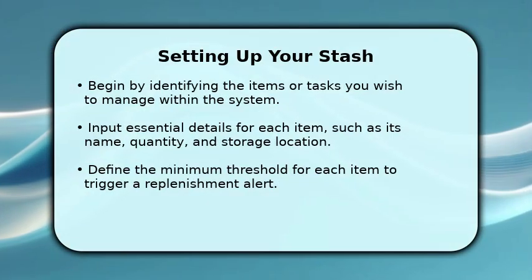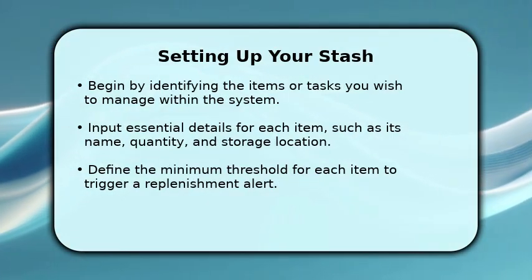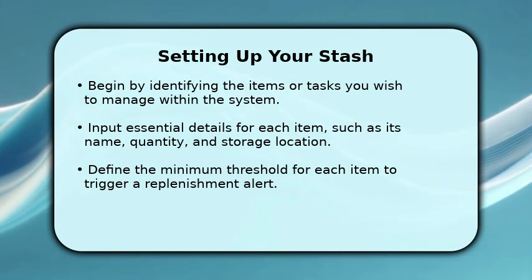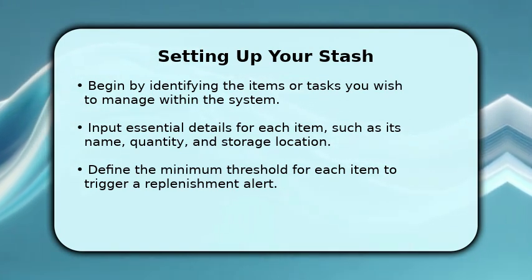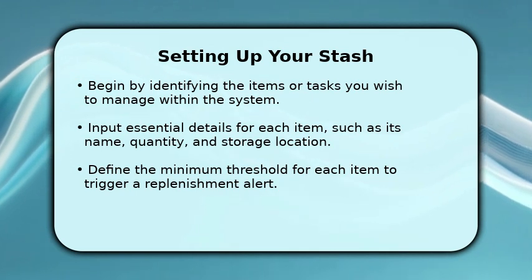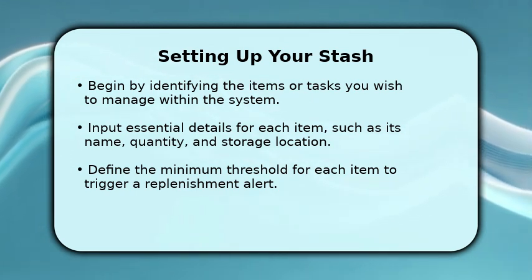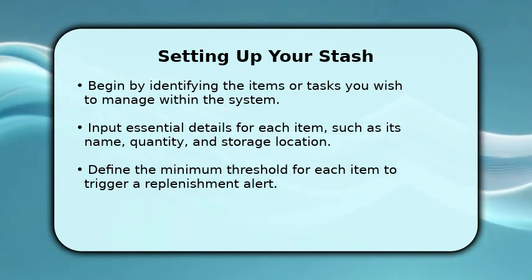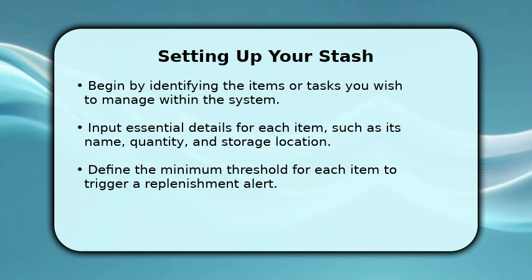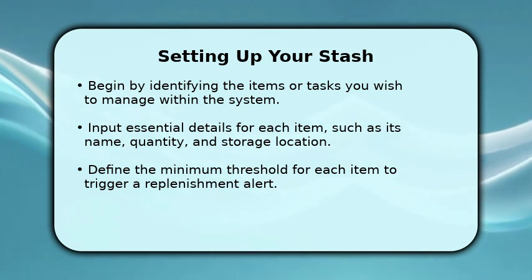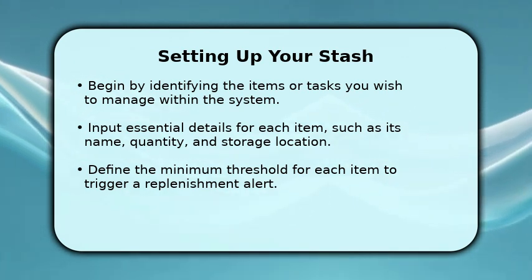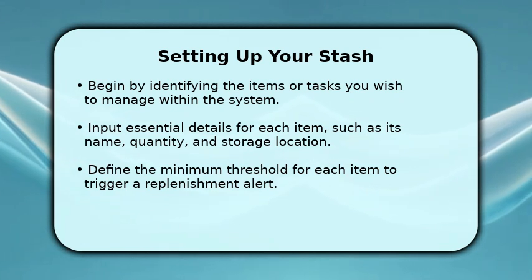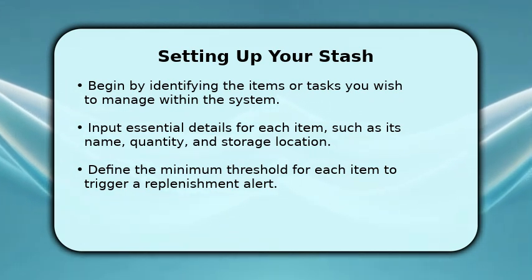To begin, you'll need to set up your stash within the system. First, identify all the items or recurring tasks you want to manage. For each item, input essential details like its unique name, the current quantity on hand, and its primary storage location. Crucially, define a minimum threshold for each item. For example, if you have 10 units, set a reorder point at 3 units. This ensures timely alerts for replenishment.